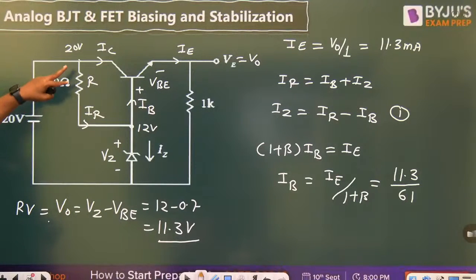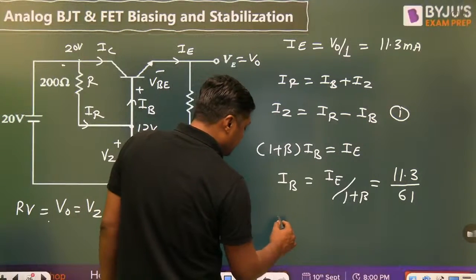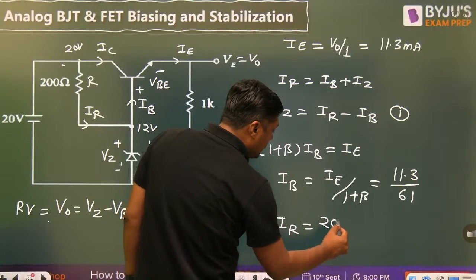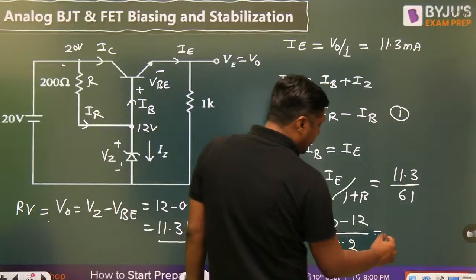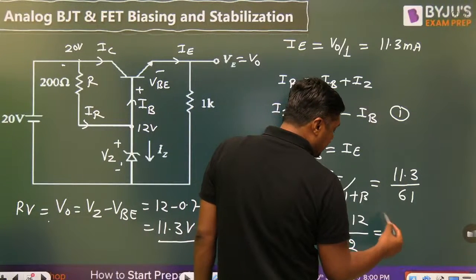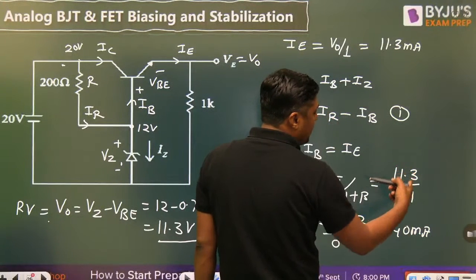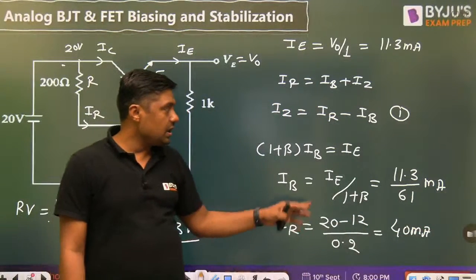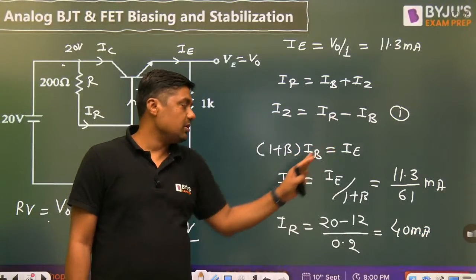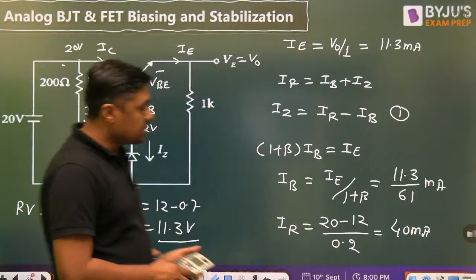Now, what is the IR? 20 minus 12 divided by 0.2, calculating ohm into kilo ohm. 20 minus 12 divided by 0.2, you will get 8 divided by 0.2, that is 40 milliampere. And IB is 11.3 divided by 61 milliampere. So you have the value of the IR, you have the value of the IB. IR minus IB will give you the value of IZ. Calculate the IZ, everyone.